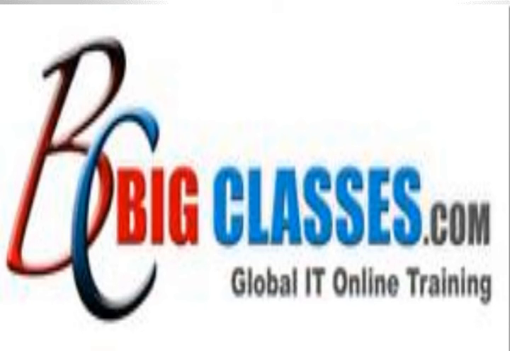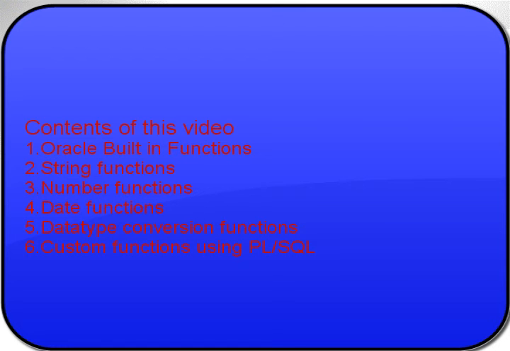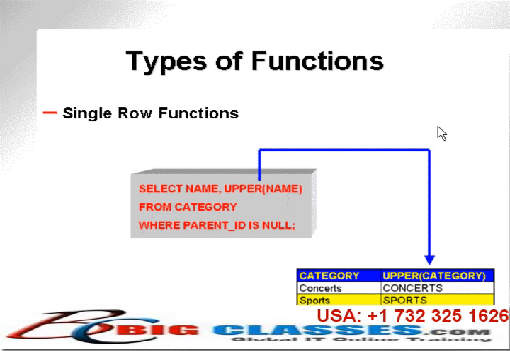Oracle built-in functions. Let's start Oracle built-in functions by taking a look at the different functions available. The types of functions. The first type we want to look at is a single row function. A single row function implies that the function is applied to each row in a query.